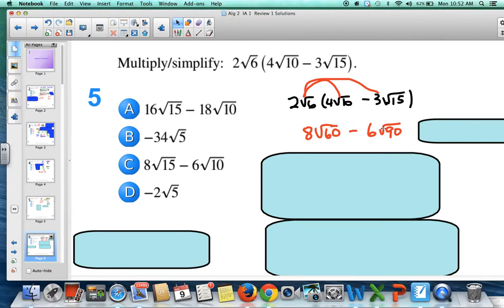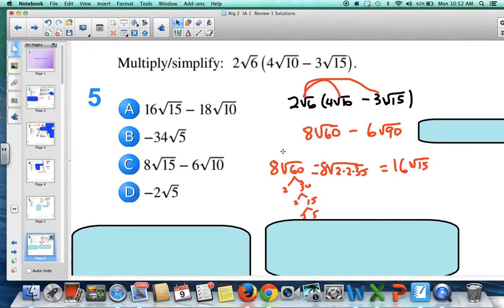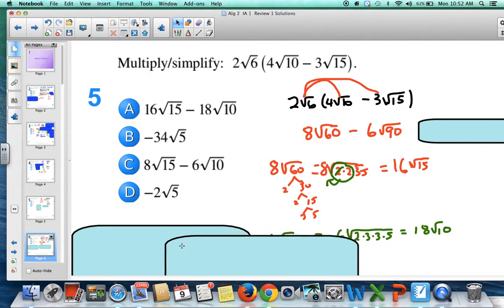So now I have to break down each of these. So 8 square root of 60 becomes 8, and then 60 is 2 times 2 times 3 times 5. These guys are going to come out. So 8 times 2 is 16, and then square root of 15. So that part's done.